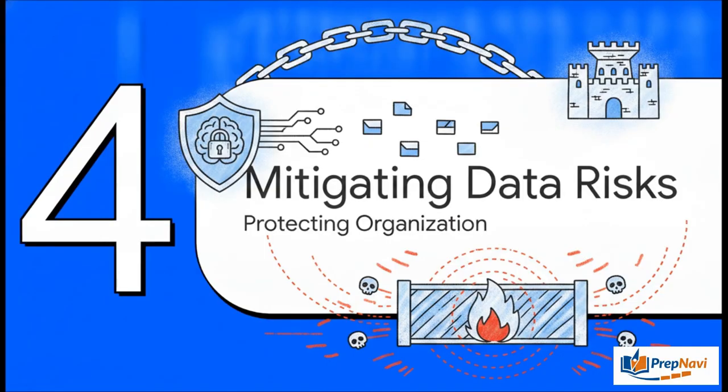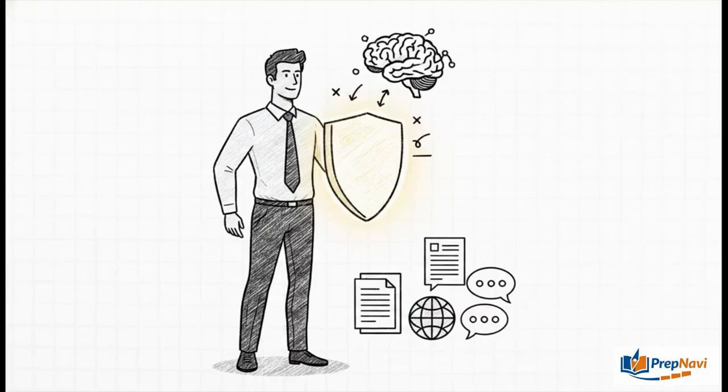Next up, Section 4, mitigating sensitive data risks, protecting the organization. Let's bring the focus back to your main overarching goal here, using these powerful AI tools safely within your company's ecosystem. As an AI business professional, you aren't just drafting quick emails or summarizing a meeting. You're handling core organizational intelligence. The exam explicitly tests your ability to recognize and mitigate risks to sensitive data.